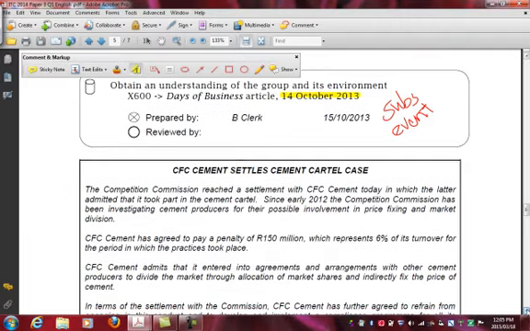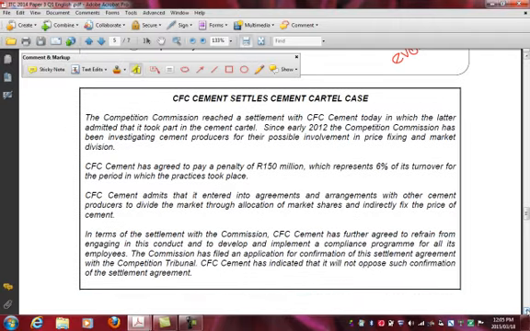Let's read the article. CFC Cement settles cement cartel case. The Competition Commission reached a settlement with CFC Cement today in which the latter admitted that it took part in the cement cartel. Since early 2012, the Competition Commission has been investigating cement producers for their possible involvement in price fixing and market division. CFC Cement has agreed to pay a penalty. We've got to pay a penalty of 150 million rand, which represents 6% of its turnover for the period in which the practices took place.